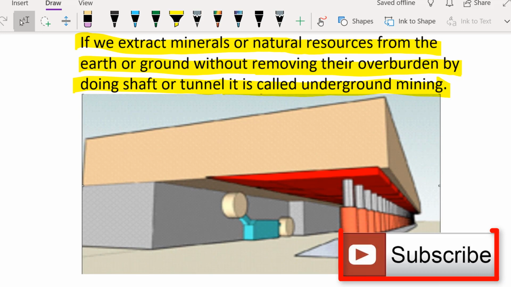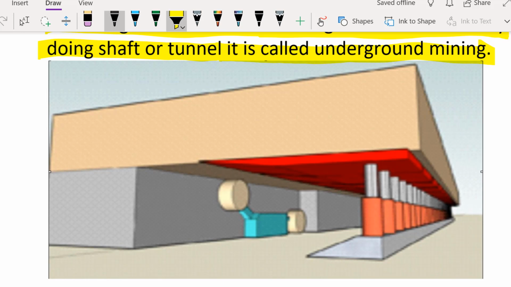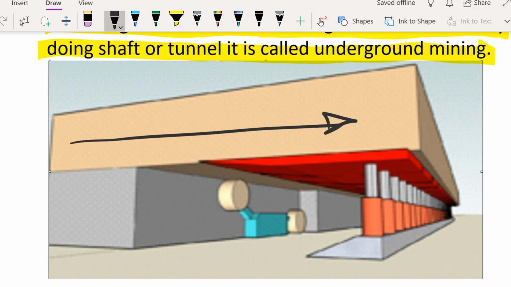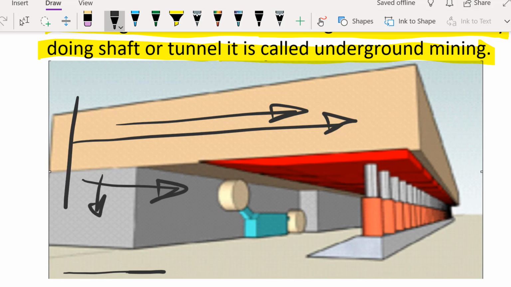Now let's have a portrait to make it clear. Suppose this is the overburden and this is the deposit, and we have to extract it. To extract it, we are not removing the overburden, but we need to make a shaft and a tunnel to extract it. If we do it like that, then this method is underground mining.